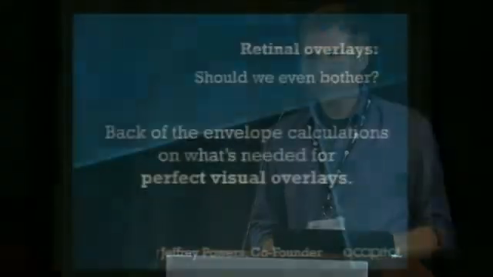So I'm going to take a few minutes to talk about retinal overlays, but I'm not really going to talk about the actual overlay technology, but instead focus on what's required in the rest of the system to actually power retinal overlays that are perfect, that are what we might call perfect visual overlays. What does that even mean?